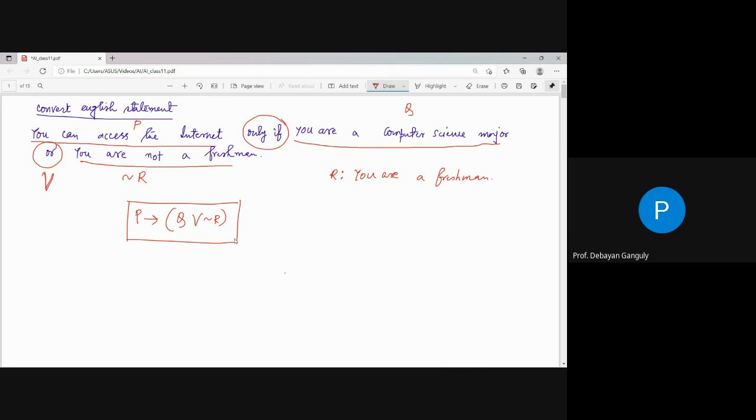By this, you can convert any statement, right? Any statement you can convert like that. So that can be written in a different form. If I am taking the proposition R as you are not a freshman, you can take it like that. There is no problem with taking it like that.